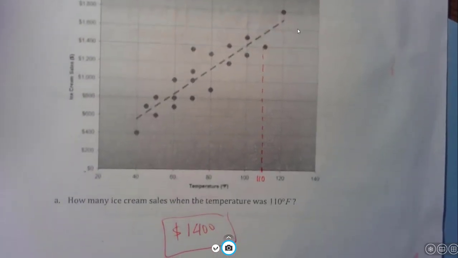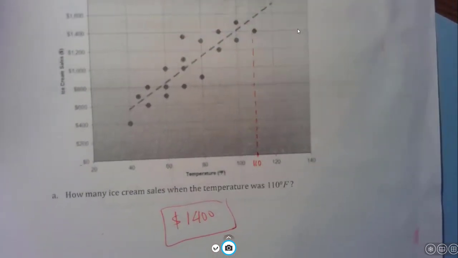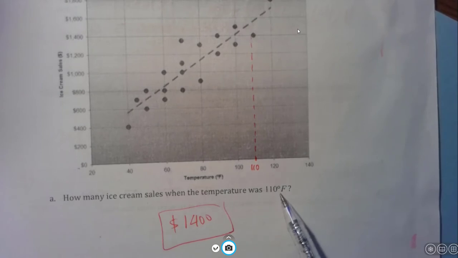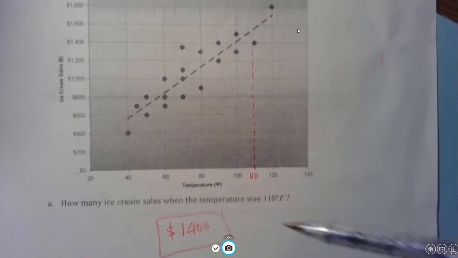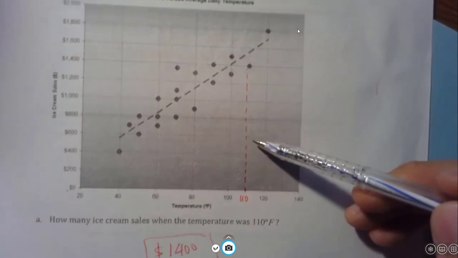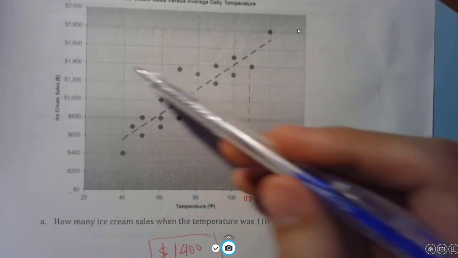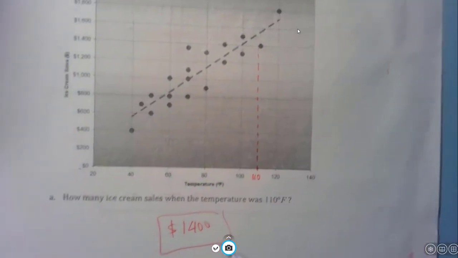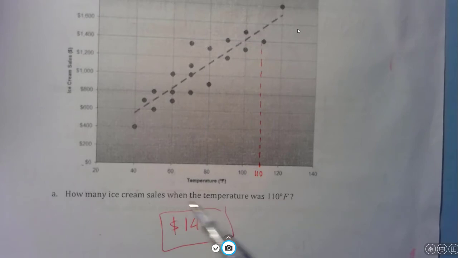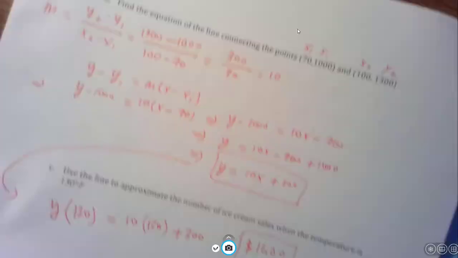Okay, so we are looking at the point of 110 F. This is 100, 120, so 110 is in the middle. So 110 is here. If you go all the way up, you should hit this point, and this point is 1,400. That is the sales when we are in the location of 110 degrees. Next questions.